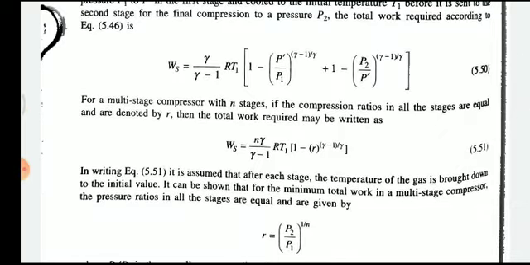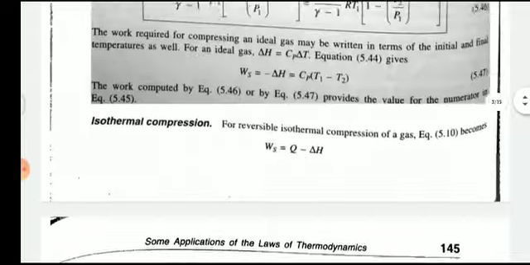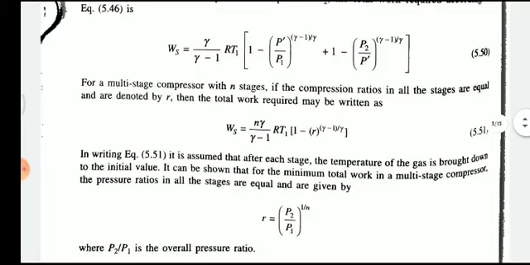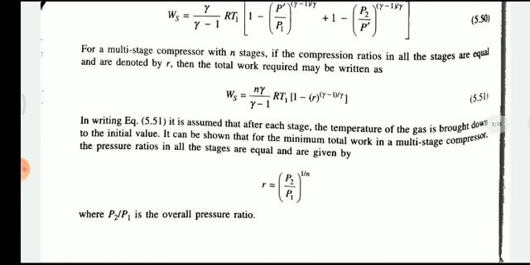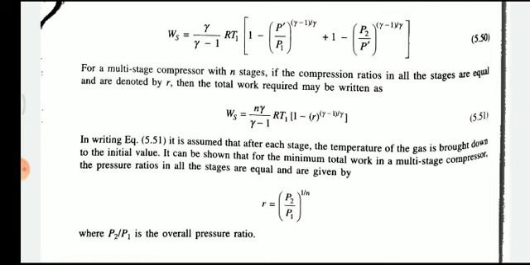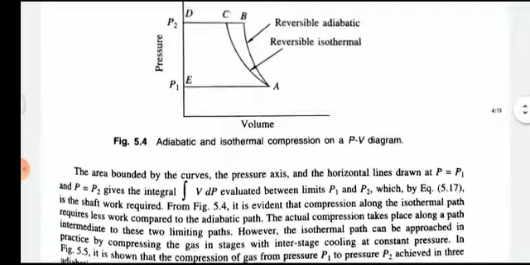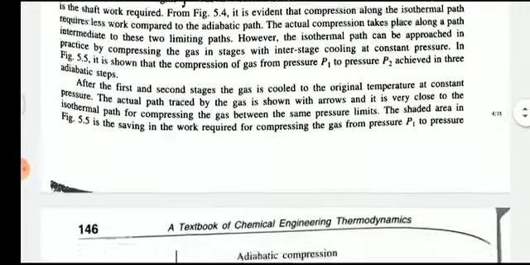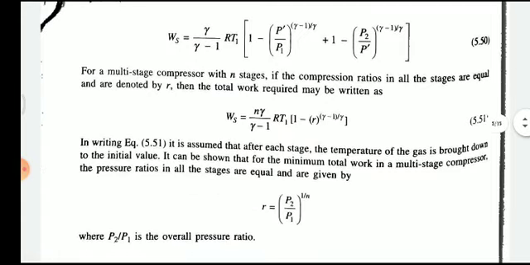Ws is gamma minus 1. This one is a similar equation, that is gamma upon gamma minus 1 RT1 times 1 minus P dash upon P1. So the remaining equation is from 5.15, and it is for the multi-stage compression from figure 5.4, with n stages. Number of stages are n.